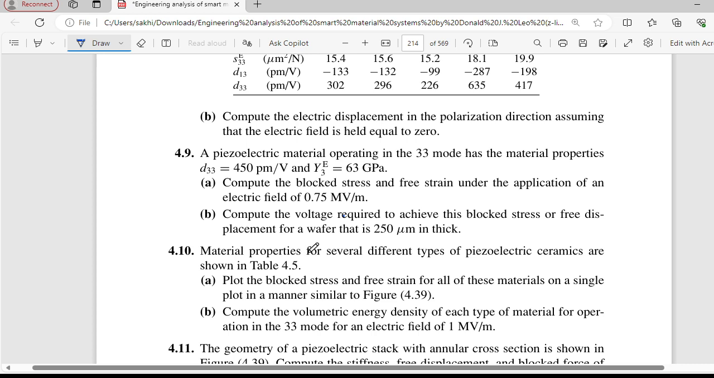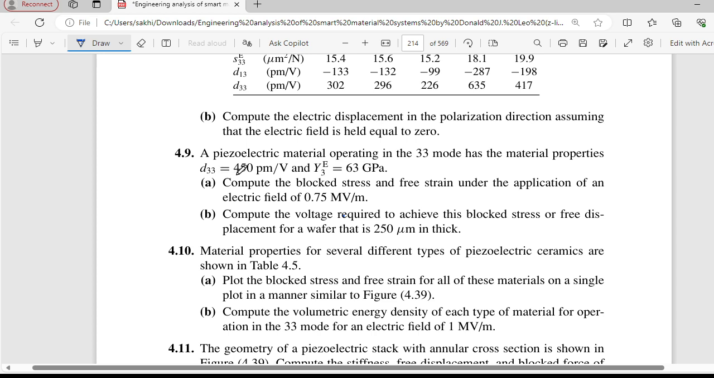So hello everyone. In this lecture, in this series on piezoelectric materials, we will solve problem number 4.9 of the book Engineering Analysis of Smart Material and Systems. In this problem, what is given? A piezoelectric material operating in the 3-3 mode has the following material properties.